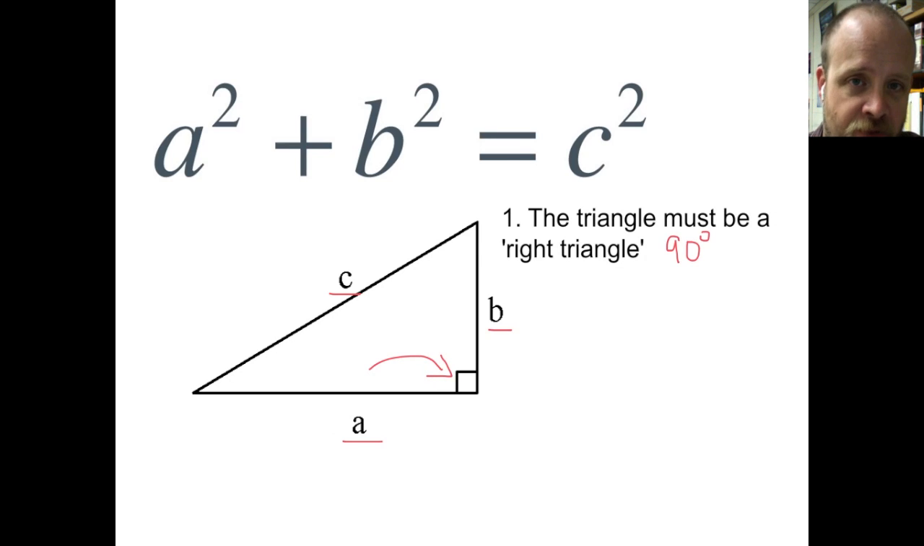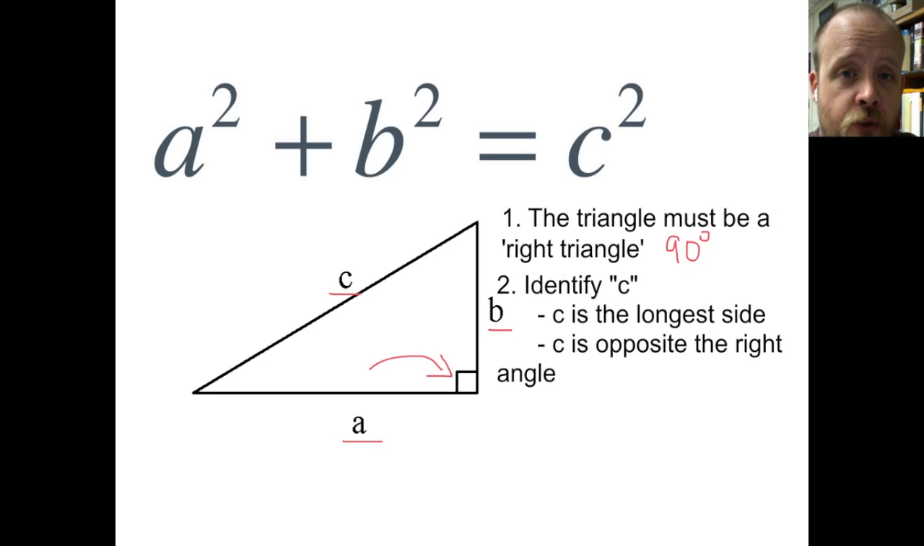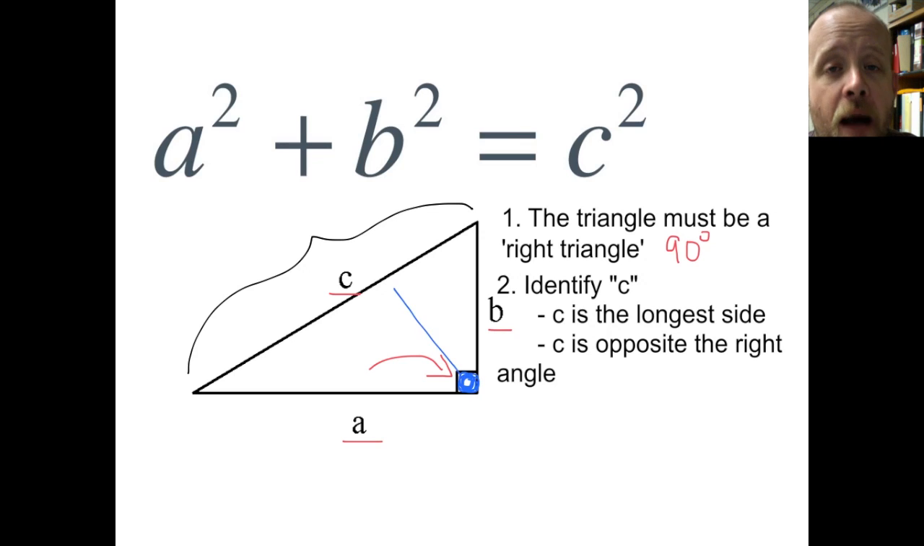The second thing we have to be able to do is identify c. And there are two ways to do that. Number one, c is always the longest side, as well as c is always opposite the right angle. So if our right angle is here in the lower right on this triangle, it means the opposite side must be c. This is really important later on when we're not given which sides are a, b, and c. We're just given a series of numbers and we need to figure it out for ourselves. So just remember that c is opposite the right angle and it's also the longest.